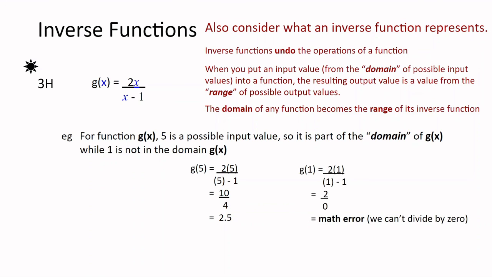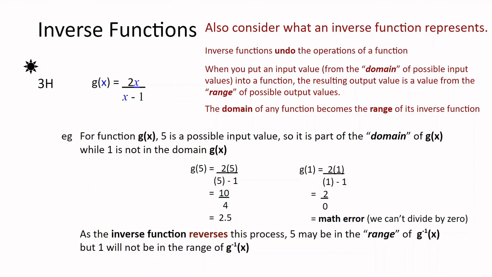If I substitute 1 into function g, as I said before, 2 times 1, no problem there, is 2. But divide that by 1 minus 1, I'm going to get a math error because we can't divide by 0. So without doing any more work, I know that if I substituted 2.5 into the inverse of function g, it would work backwards through this process and would give me 5 as the output value. Whereas in order to get 1 as an output from the inverse function, I would have to put an impossible value as the input into the inverse of function g.